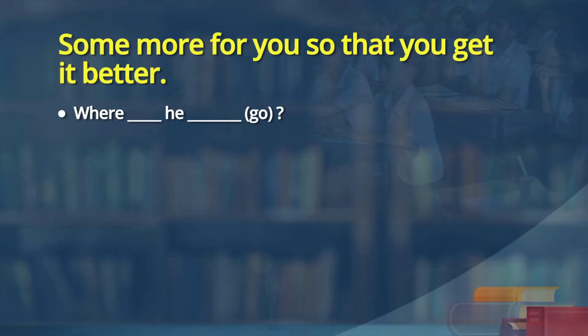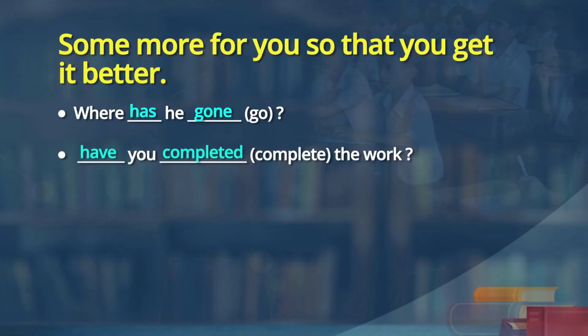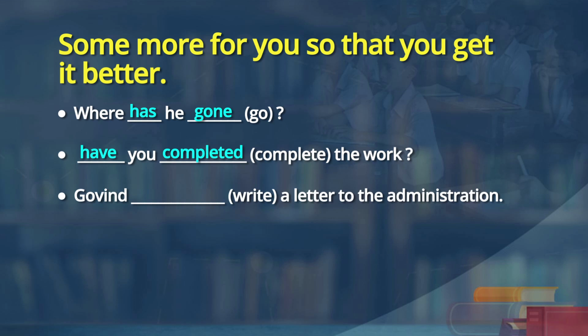Where does he go? Where has he gone? Fine. Did you complete the work? No. Have you completed the work? Okay. Fine. Govind write a letter to his administration. Govind has written a letter to the administration.